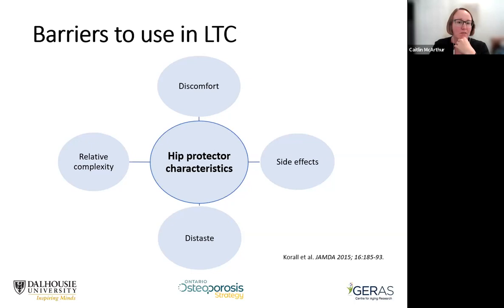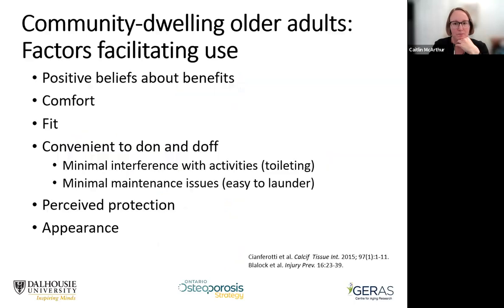And then complexity with donning and doffing. So sometimes people may lose independence in being able to pull up their underwear or pull up their pants because of the hip protector. And then obviously that is not a great situation. If somebody had arthritis in their hands, for example, it might be a big challenge to pull it up. And so that can certainly be a barrier.